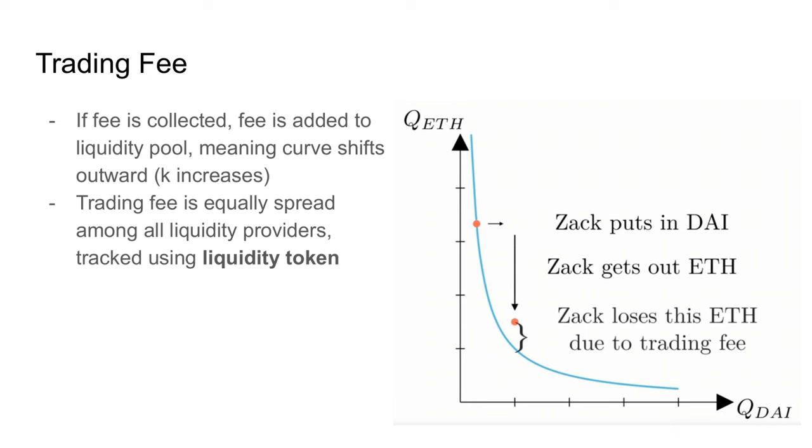So if I want to retrieve the liquidity I provided and get some of the trading fees, I would burn my liquidity tokens and retrieve the funds from the pool. So that's how you incentivize liquidity providers to put in money in the first place.